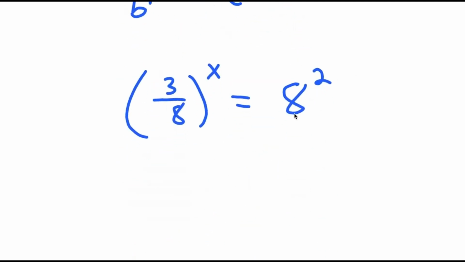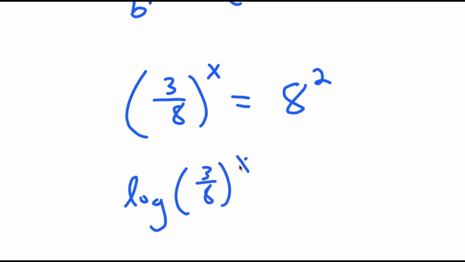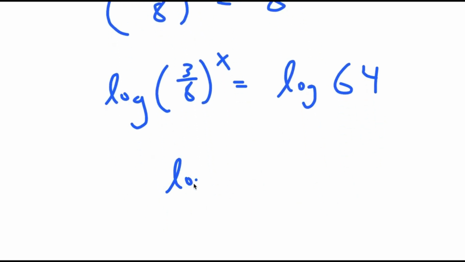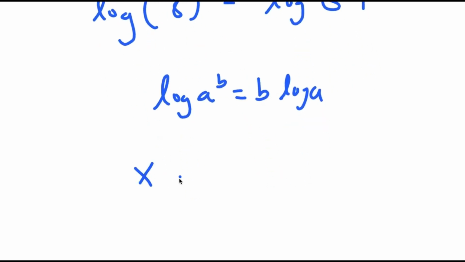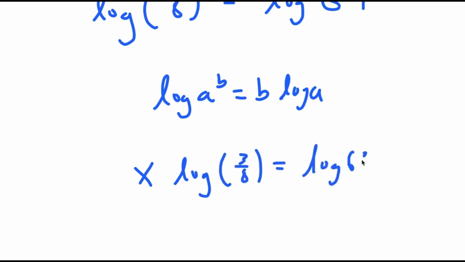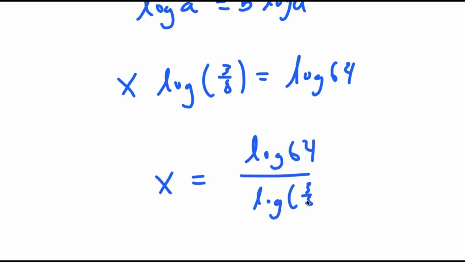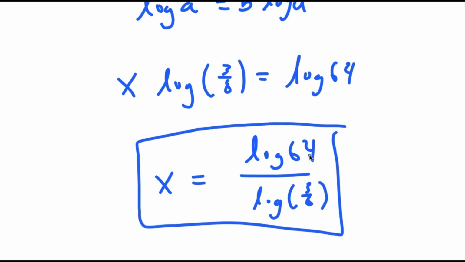From here, I'm going to take the log on both sides, so I get log 3 over a to the power of x is equal to log a to the power of 2. Actually, I'm just going to say log 64. And if I have something in the form log a to the power of b, this is equal to b times log a. So this turns into x times log 3 over 8 is equal to log 64, meaning x is equal to log 64 over log 3 over 8. So this is my solution to this equation.